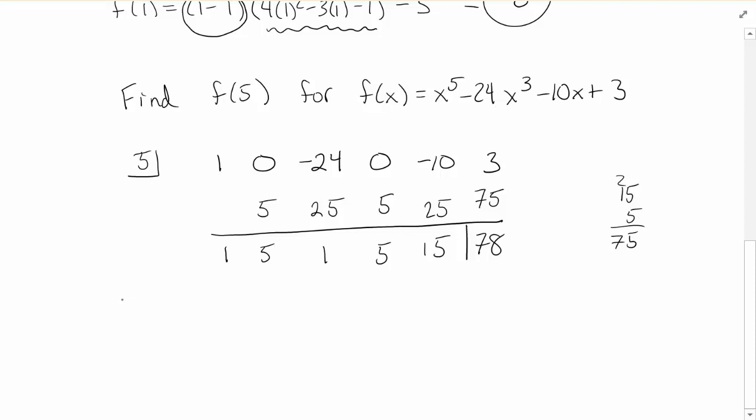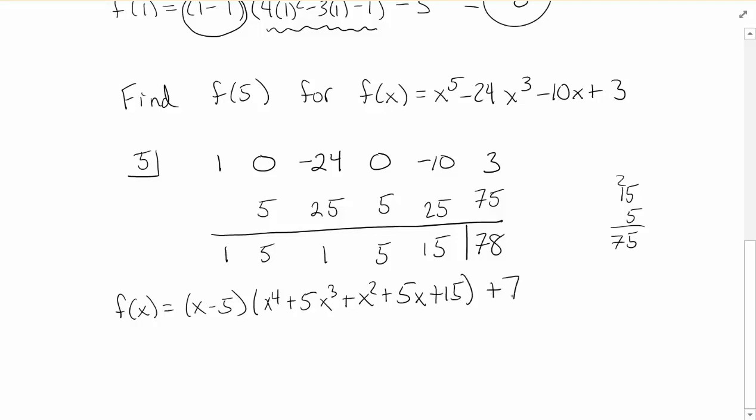So what this means is that my f of x is equal to x minus 5, because I was dividing by x minus 5, times, see, that was a 5th degree polynomial, so this will be a 4th, so I'll have a 1x to the 4th, plus 5x cubed, plus x squared, plus 5x plus 15, and then plus 78 is my remainder. So if I evaluate this thing at f of 5, you'll see if I plug in 5 here, this is 0, so 0 times, who cares, it's 0, plus 78 gives me 78. So I quickly know that f of 5 is 78 in an easier fashion.